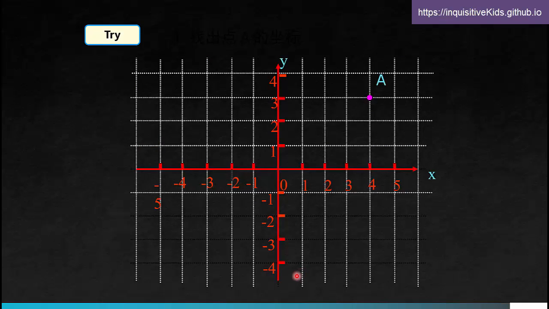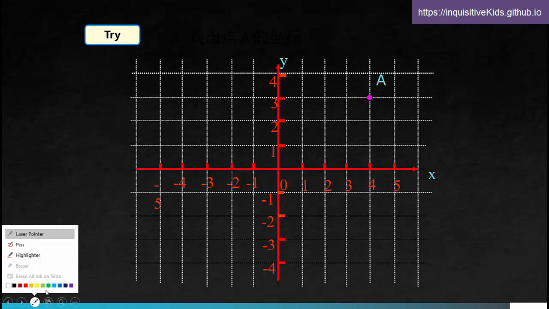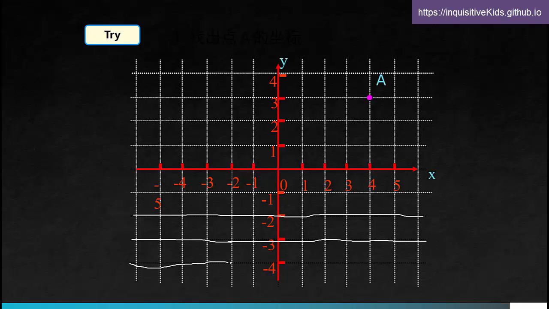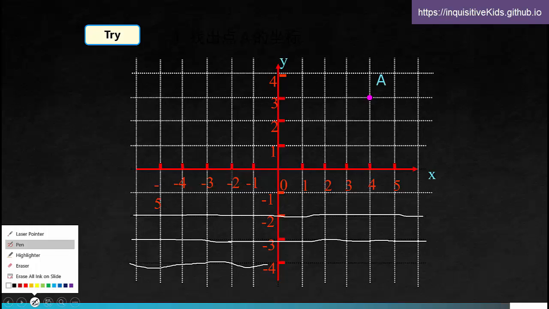Okay, so here we have another Cartesian coordinate system, and here I'm just going to trace this with white in case you can't see. Okay, let me see the question. How would you find the coordinate points of A?